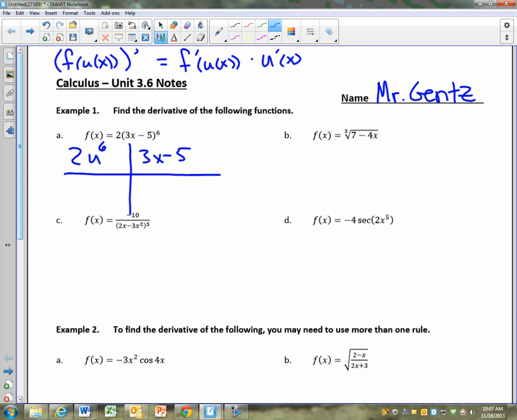Okay. So the first step is to just write these as a composition of functions. So the inside is 3x minus 5. The outside is 2u to the 6th. Now, what I do is I take the derivative and substitute that back in. What is the derivative of 2u to the 6th? 12u to the 5th.